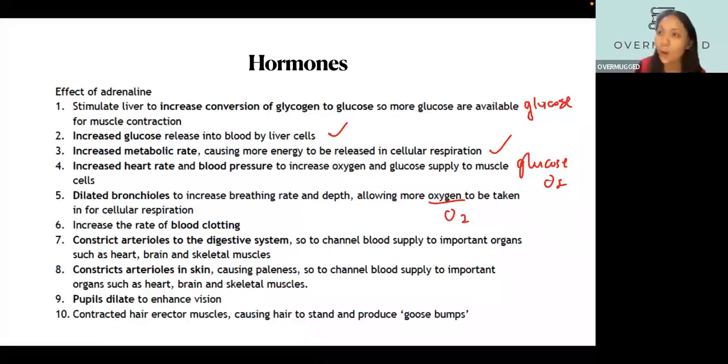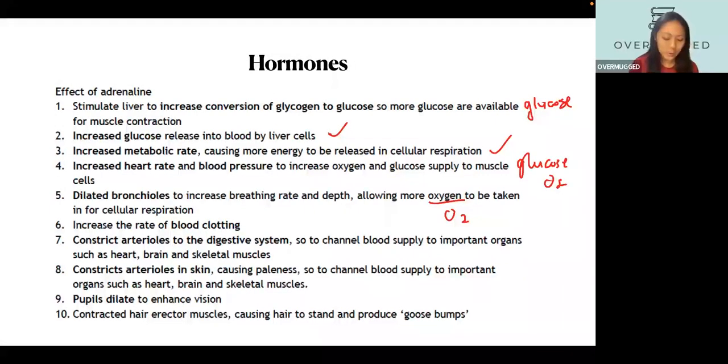And from your transport in humans, you should know that blood clots can cause a lot of issues. One of them is coronary heart disease. So increasing the rate of blood clotting, of course it has its evolutionary reason, but it may not be good if you are always feeling stressed. Okay, so that is why we need to increase the rate of blood clotting, to prevent excessive loss of blood.